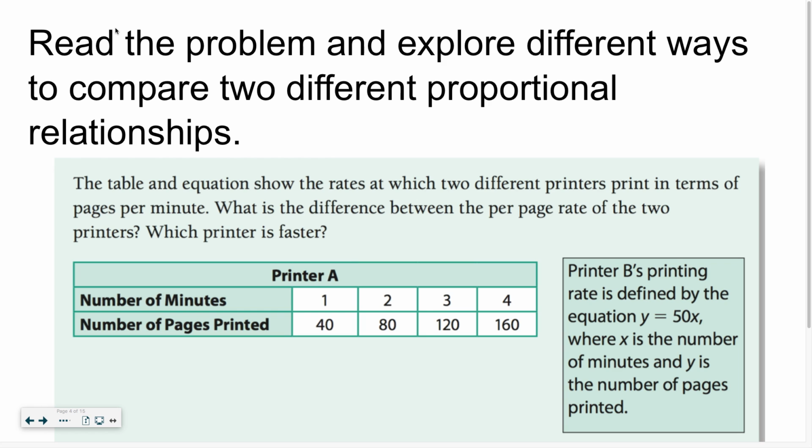So printer A, there's a nice table here for you. And printer B, it says the printing rate is defined by the equation y equals 50x, where x is the number of minutes and y is the number of pages. So we need to compare these two to find out which printer is faster, okay?